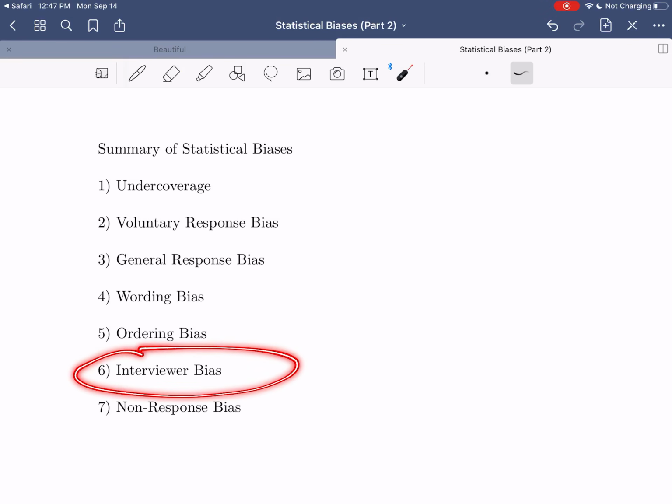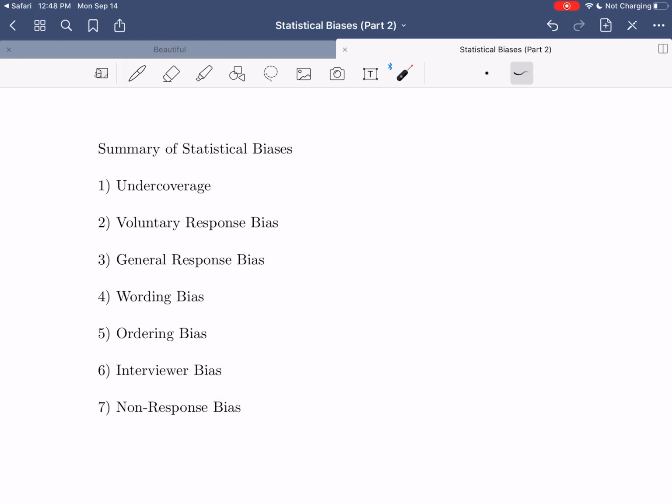Then finally, there was also interviewer bias, which is where the choice of interviewer, either a physical interviewer, meaning an actual person, or simply the presence of logos or titles of whoever is doing the survey, influences people's responses. And then finally, we talked about non-response bias, which remember is simply bias that arises when a large portion of the people who are chosen for your sample simply do not respond to your survey.